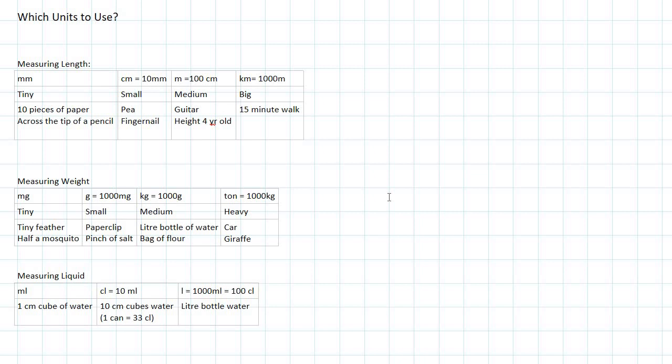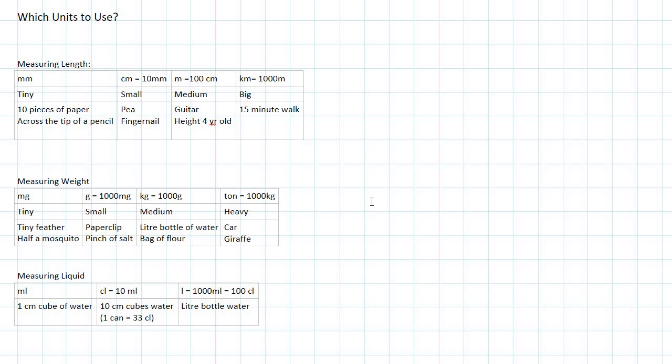Measuring weight, tiny weights is a milligram, okay? The weight of a tiny feather, or half a mosquito. There's not much. Milligrams are used maybe in science. You might not even use milligrams in school science, but in an actual lab, they would use milligrams when they're being very accurate. You get things like the weight of drugs in medicine might be measured out in milligrams, but they're so small you would hardly use them in day-to-day life.